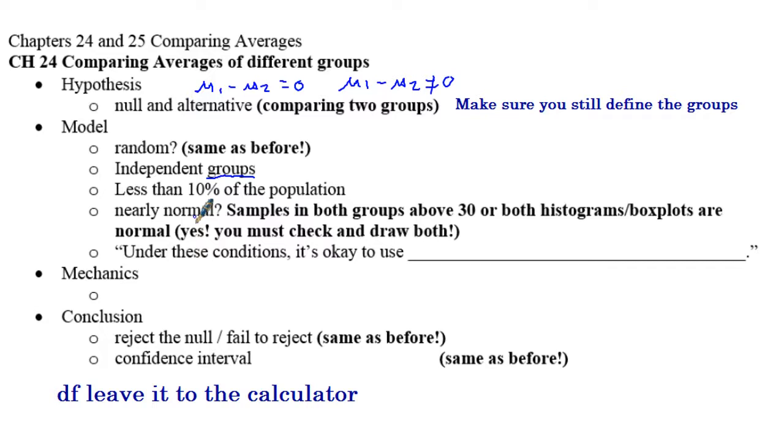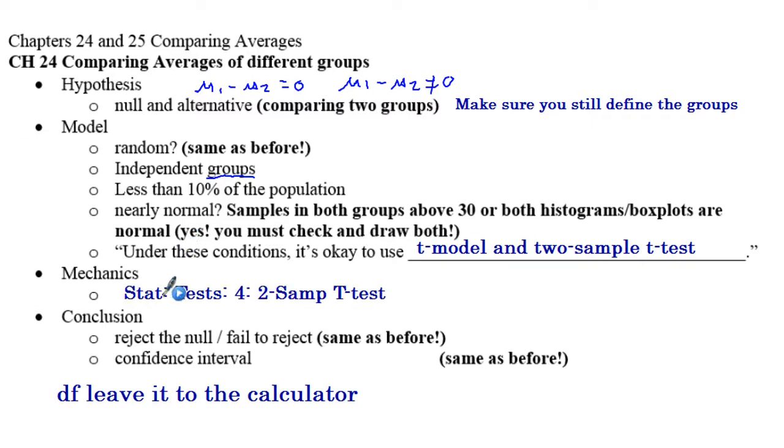Okay, so if all of that is met, you just say conditions are met, and we will use a t-model and a two-sample t-test. For the mechanics, what we will actually run is under STAT TESTS, number 4, the two-sample t-test. The conclusion, we're still going to fail to reject, just like before, based on the p-value. For confidence intervals, we do this with STAT TESTS, option 0, two-sample t-interval.